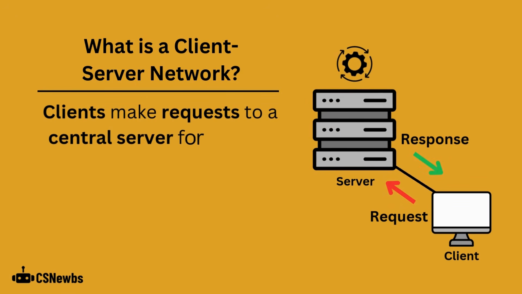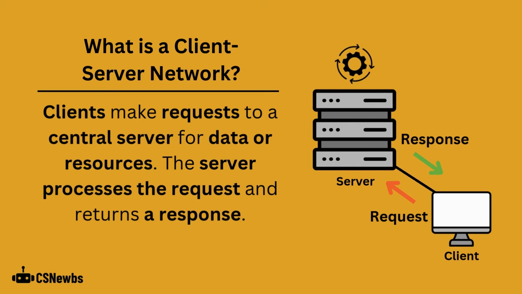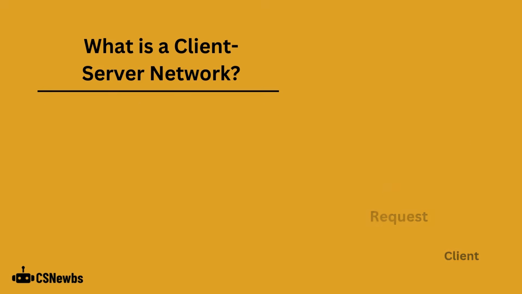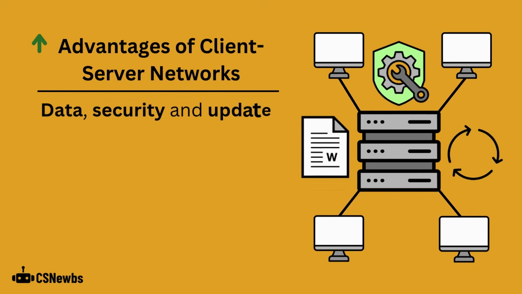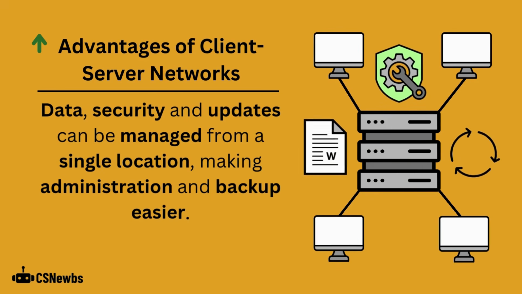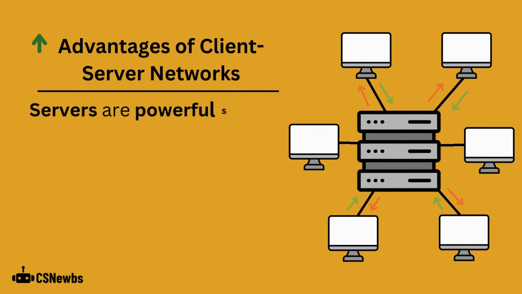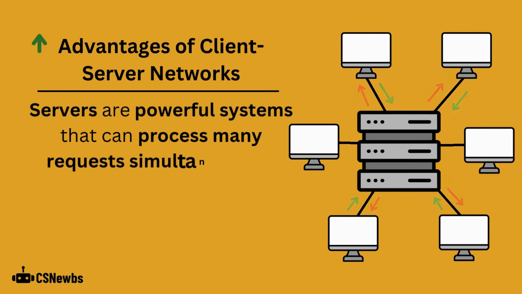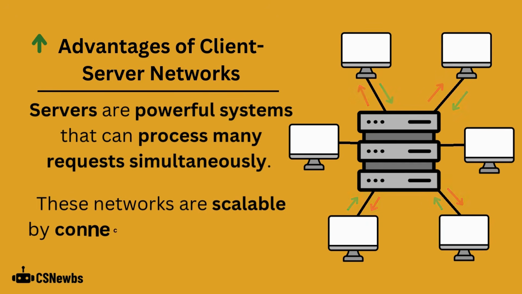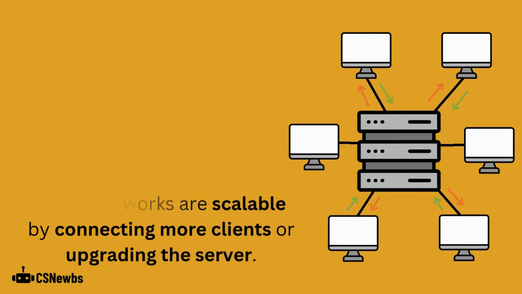Clients make requests to a central server for data or resources. The server processes the request and returns a response. An advantage of client-server networks is that data, security, and updates can be managed from a single location, making administration and backup easier. Another advantage is that servers are powerful systems that can process many requests simultaneously. These networks are scalable by connecting more clients or upgrading the server.